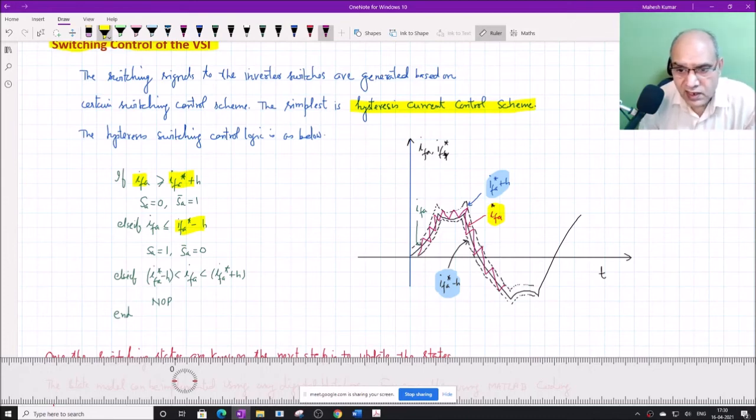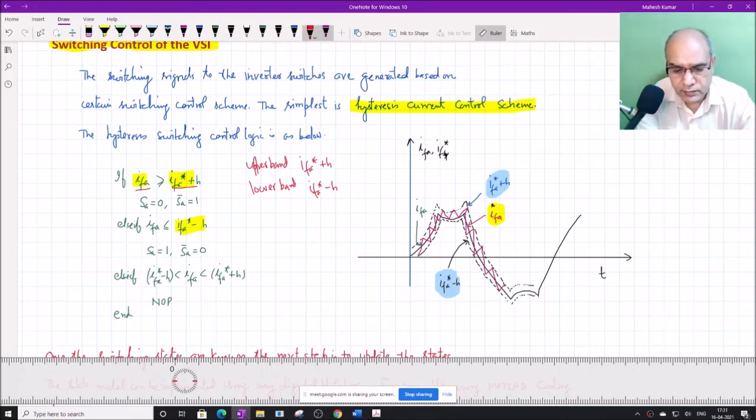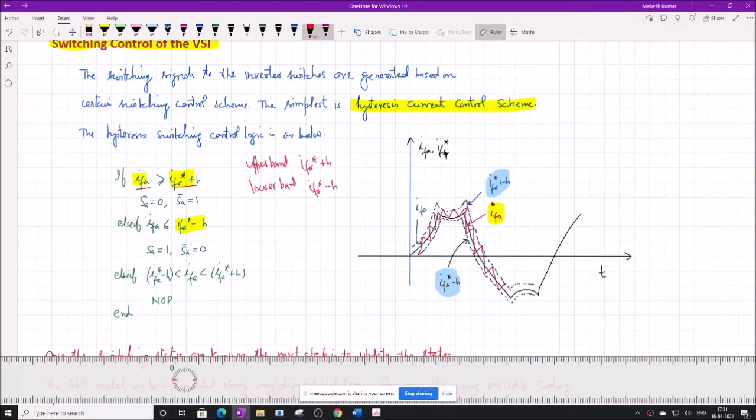For example, let us say that we compare IFA with IFA star plus H, the higher band. This is called the upper band and the lower band. The upper band is nothing but IFA star plus H, and the lower band is IFA star minus H. The actual current has to run between this upper and the lower band. So we compare this IFA with IFA star plus H and IFA star minus H.